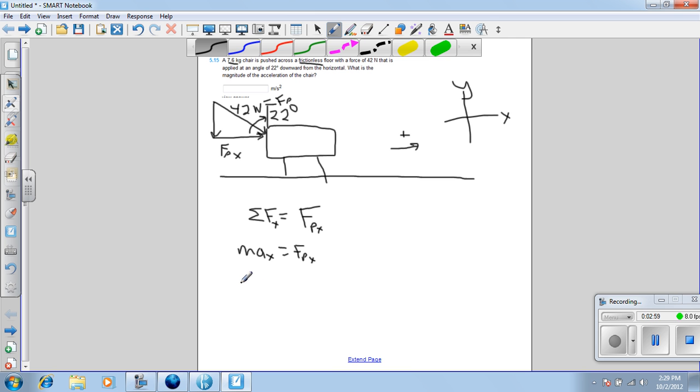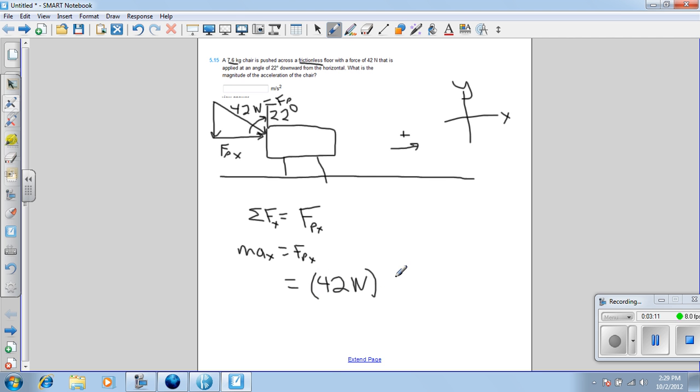So then we use our trig. Since Fp is 42 newtons, Fpx will be 42 newtons times the cosine of that angle. The mass, we're told, is 7.6 kilograms. And now we can solve for the acceleration in the horizontal direction. And I will leave that to you.